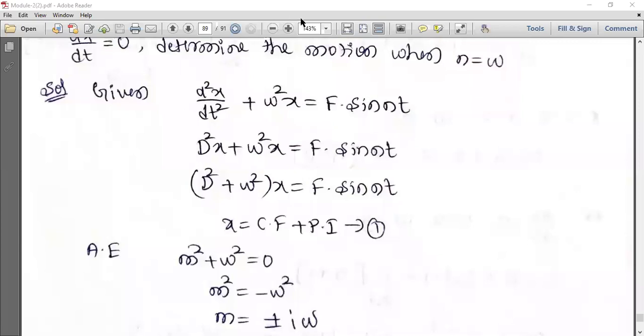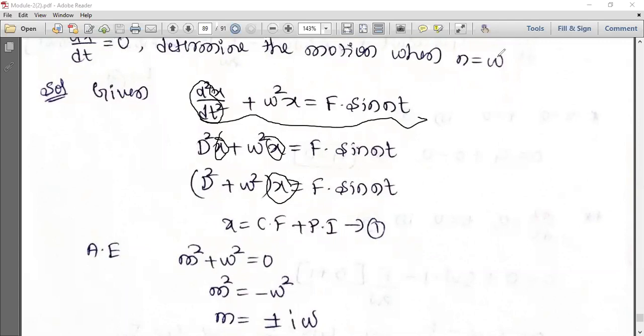So that equation is d square x upon dt square plus omega square x is equal to f into sine of nt. I can write this as d square of x plus omega square x equal to f into sine of nt. Here x is common, so d square plus omega square into x is equal to f into sine of nt. So x is nothing but complementary function plus particular integral.